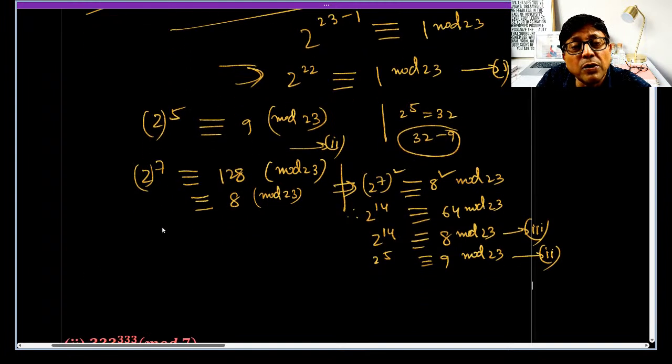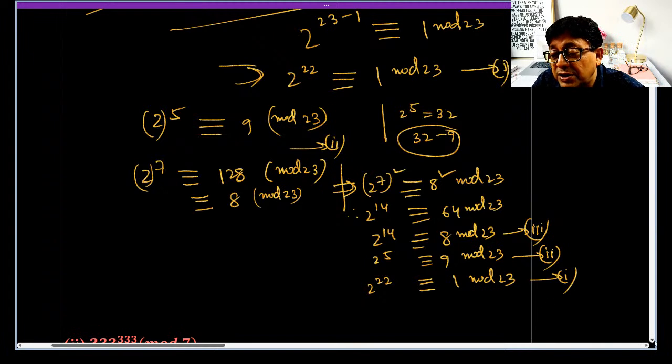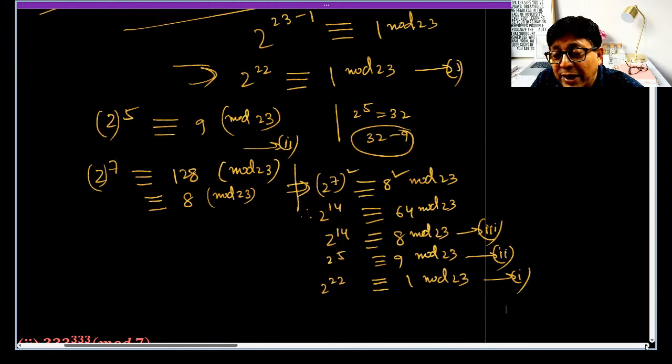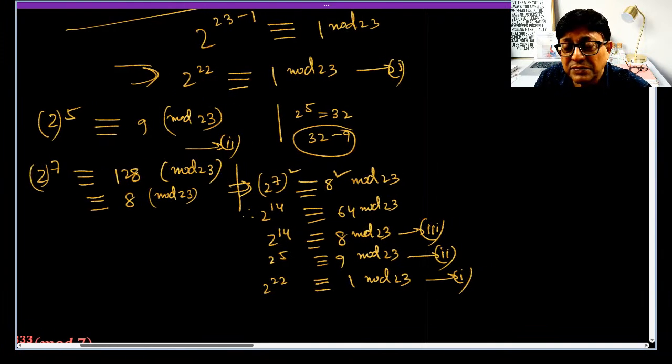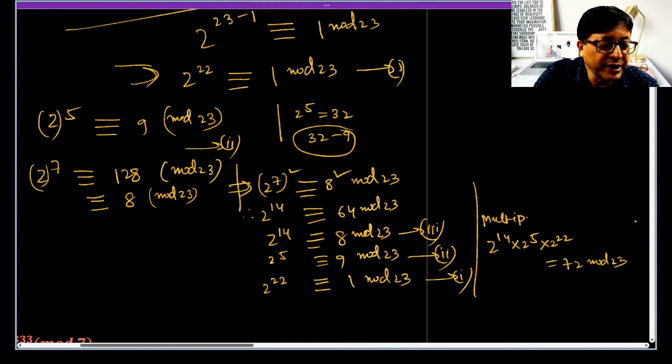And check number 1 also: 2 to the power 22 is congruent with 1 mod 23. Then what will you get? You multiply these three things. Multiplying, what will I get? Multiplying 2 to the power 14, 2 to the power 5 and 2 to the power 22, it is 72 mod 23. Clear?